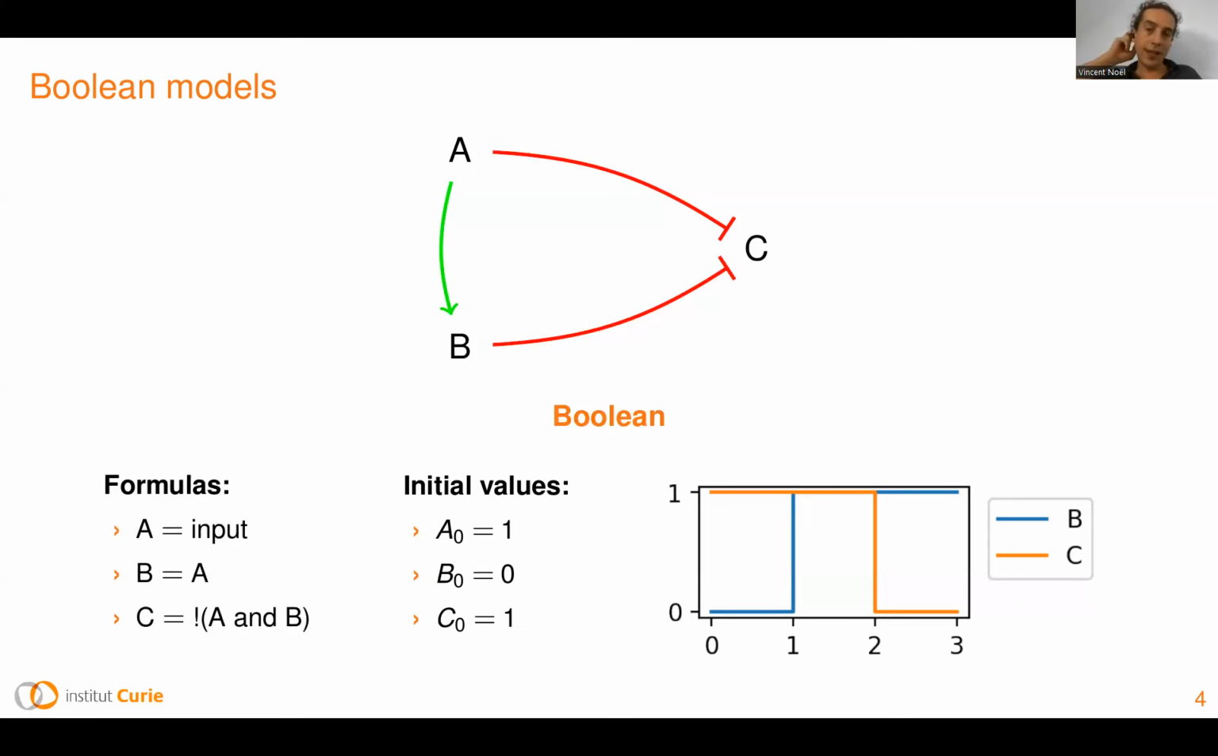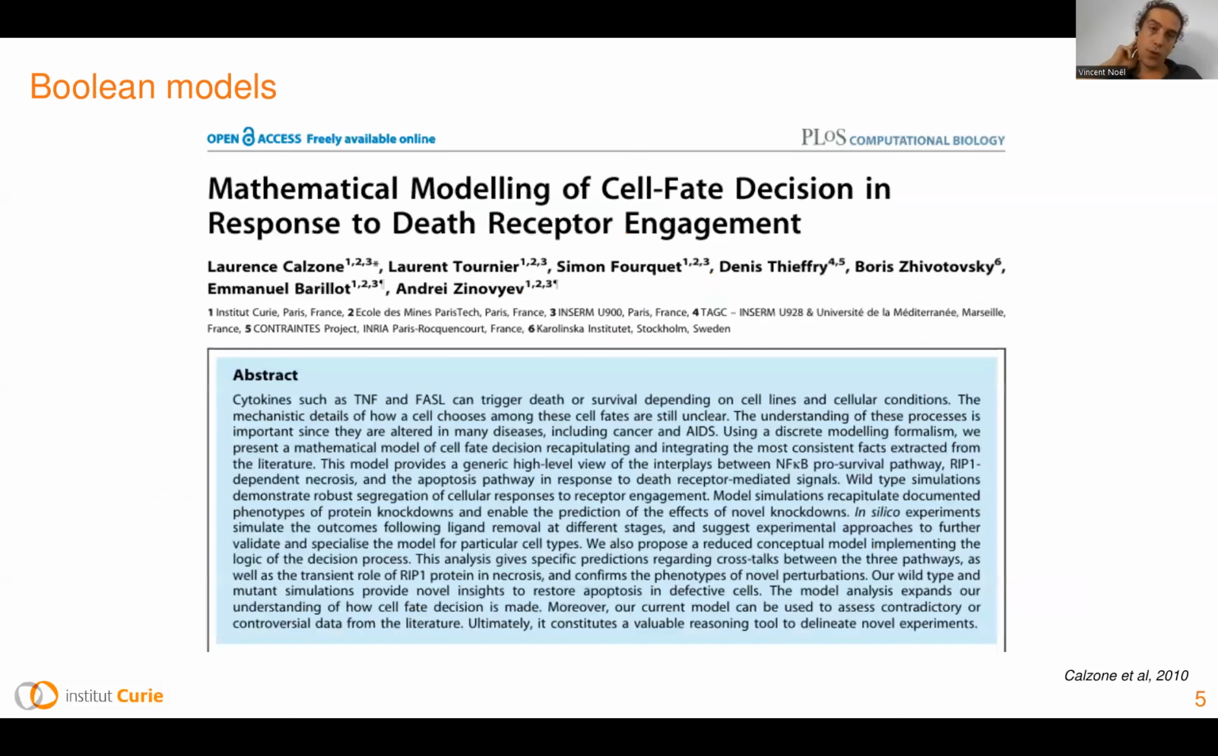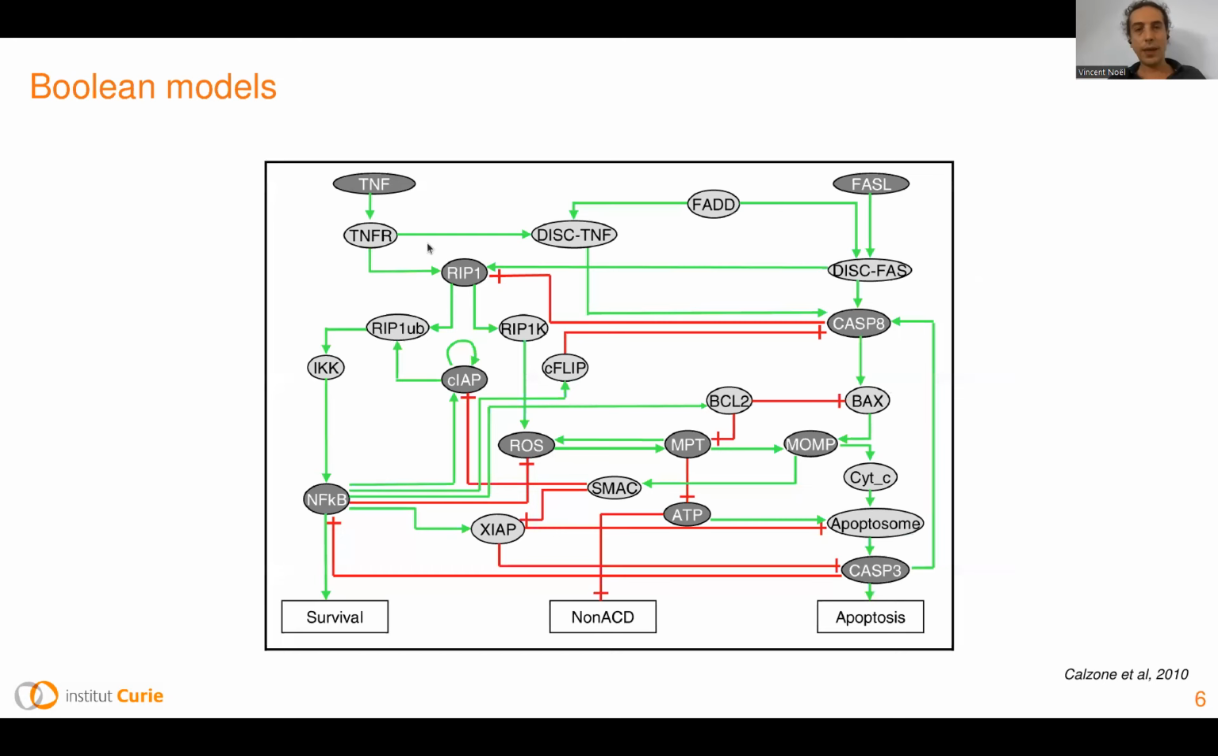So now let me introduce you to the model we are going to work on today, which is a model of cell fate decision in response to death receptor engagement. So this was a model published by Laurence Calzone and collaborators in 2010. Laurence Calzone is my boss, to make it very simple. He's working at Institut Curie and is a specialist of Boolean models and was one of the really initial team of PhysiBoSS, was there since the beginning. And so this is the model of TNF.